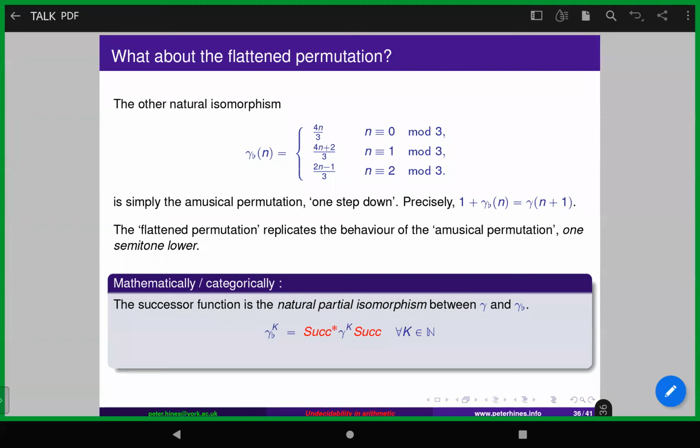And this is, again, an example of what I'm talking about, transforming behavior of one function into another function by conjugation. So here, instead of an isomorphism, we have a partial injective function, which is simply the successor function. So the flattened permutation and the amusical permutation are simply related by conjugation by the successor function.